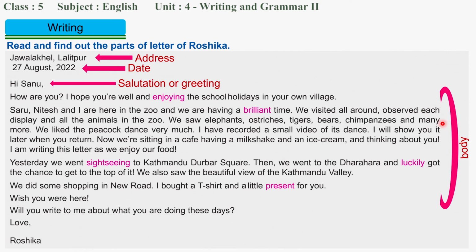You have identified this. This is what? Part of the body. Now, this one, closing. At the end, what we write, the ending of the letter, is said to be closing. Now, this one, signature, that means who has written this letter? Yes, Rosika has written to whom? To Sanu. Okay, so these are the parts of the letter, dear students.